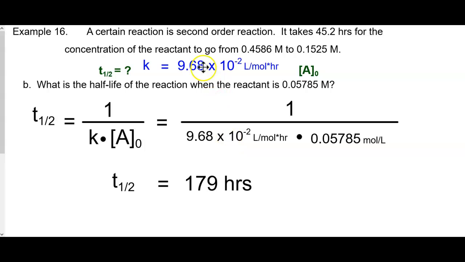We're going to put 1 over K, which we had from previous work, part A. This is the concentration of the now. When we do this math, we get 179 hours for the half-life.